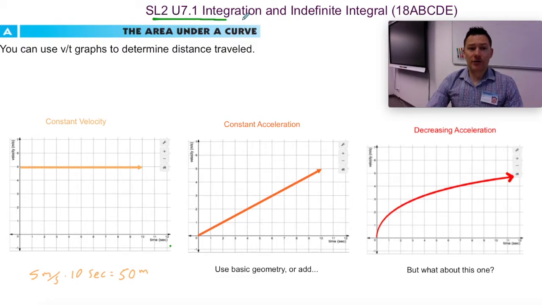Last unit, integration and indefinite integral, A, B, C, D, E. Really, D and E are where we're hopefully going, but I think you need A, B, and C to understand what's going on with D and E.